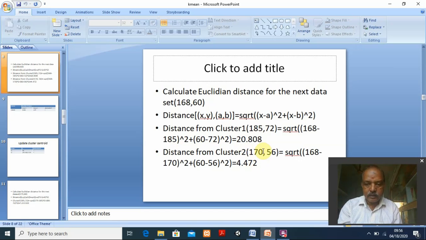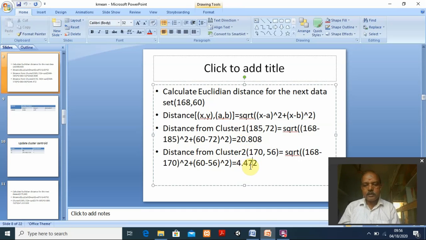So from cluster 1, what is the cluster 1 point? It is 185, 72. Now what is the point we have selected now? We have selected the point 168, 60. So what is the distance from cluster 1? It has come 20.808. Whether it is centimeter or millimeter, don't worry at this point. Then from the second cluster it is coming 4.472. Now comparing these two, you can find the minimum distance. Tell me what the minimum distance is: 4.472.